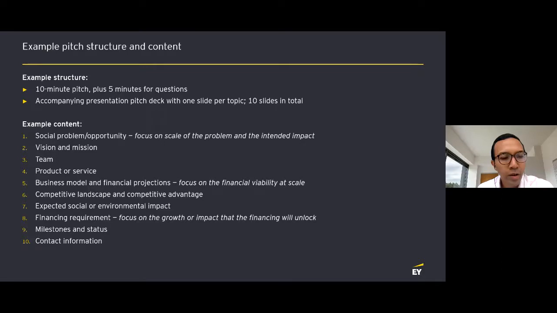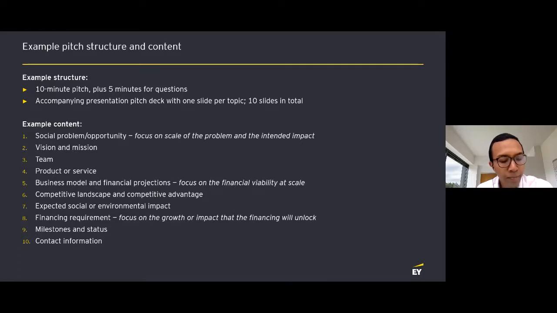Hopefully I can share some practical tips based on my experience when it comes to preparing for investments. I'm going to try to cover two slides. The first one is on how to prepare a pitch structure. On the slide, you can see some of the leading structure that we've got.